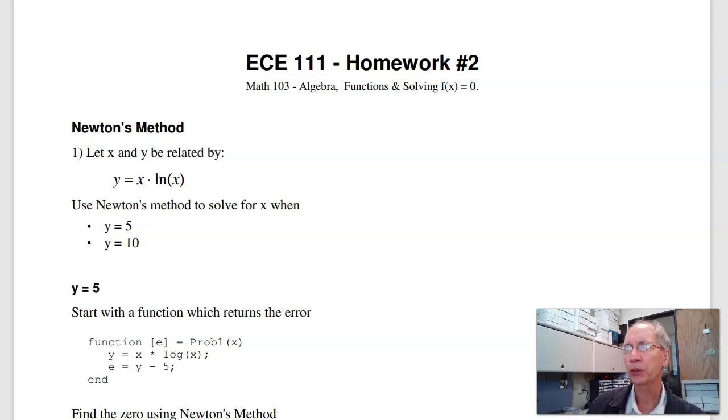Here are solutions to homework set number 2 for ECE 111. In this homework set, we're looking at solving problems that you'll encounter in Math 103 Algebra, specifically how to find where the function equals 0. Now the first problem is I've got a function y equals x log of x.